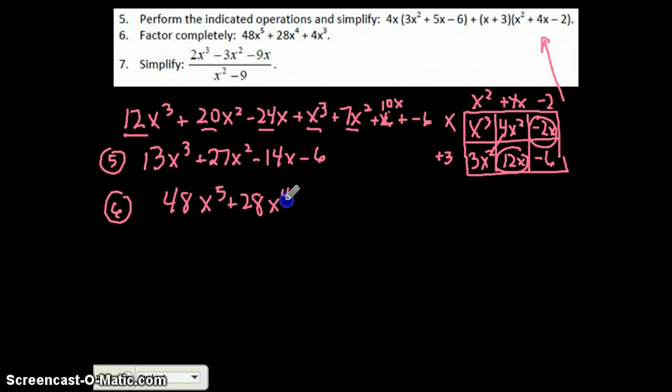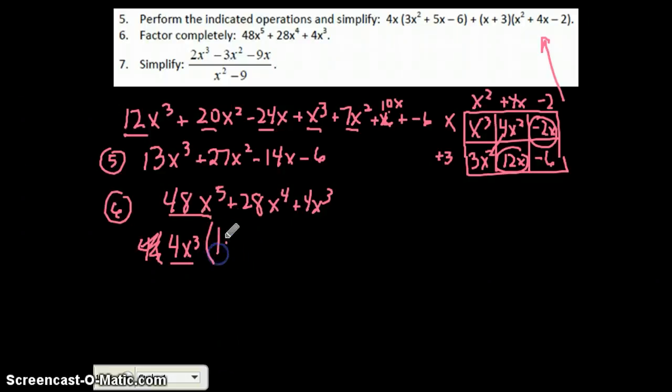Just copy the problem briefly. All right, now I have a number that goes into everything. 4 goes in there. We'll just say 4. Okay, x cubed goes into everybody as well. Now what's going to be left when I factor that out? The question is, what must I multiply the 4x cubed by to get 48x to the 5th?